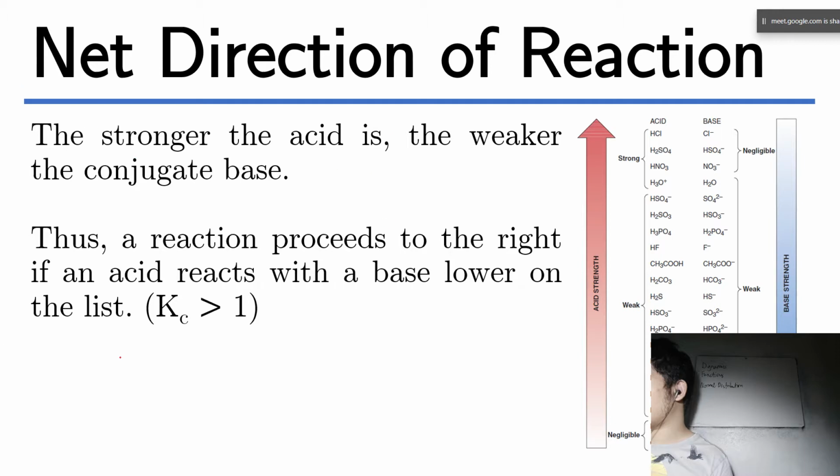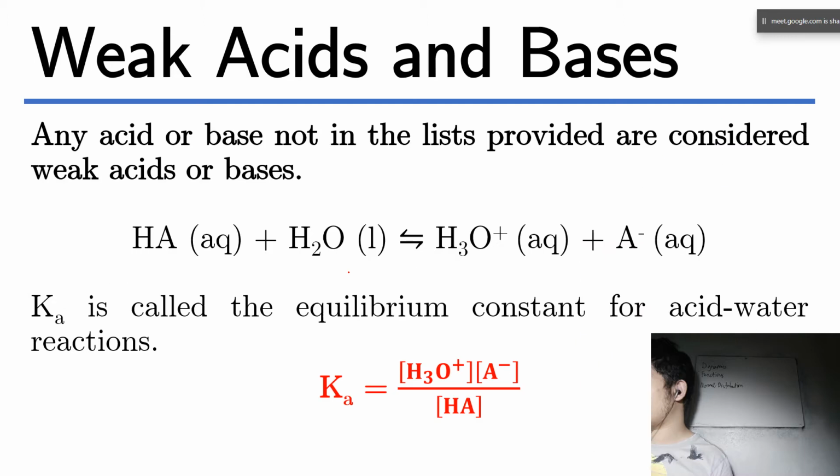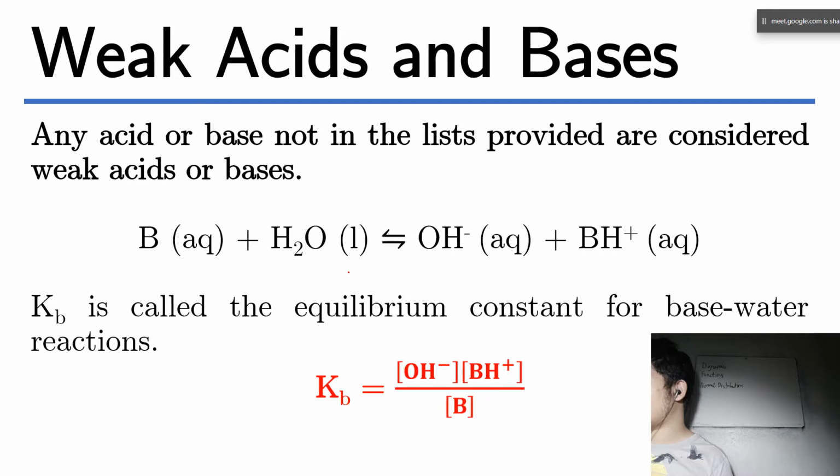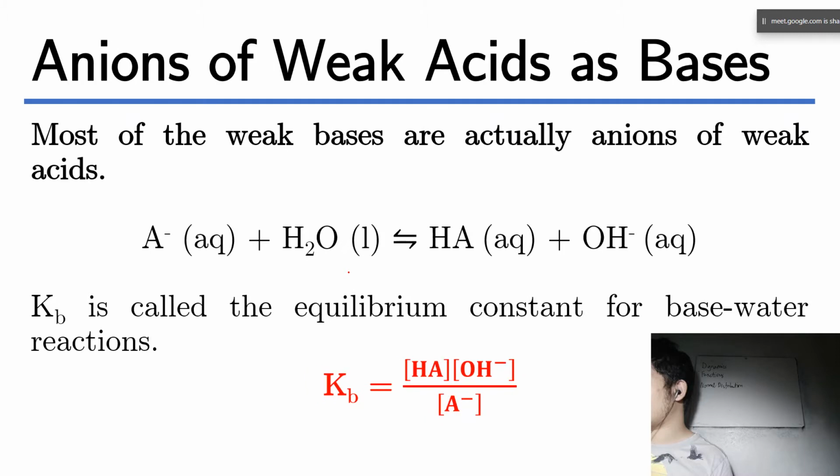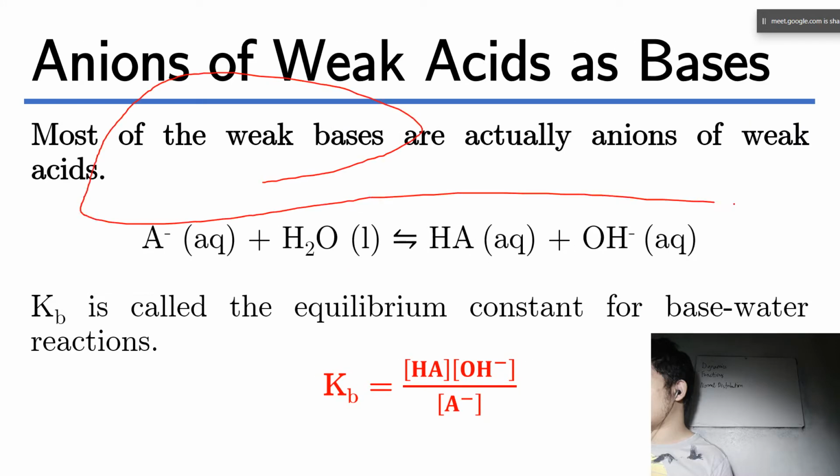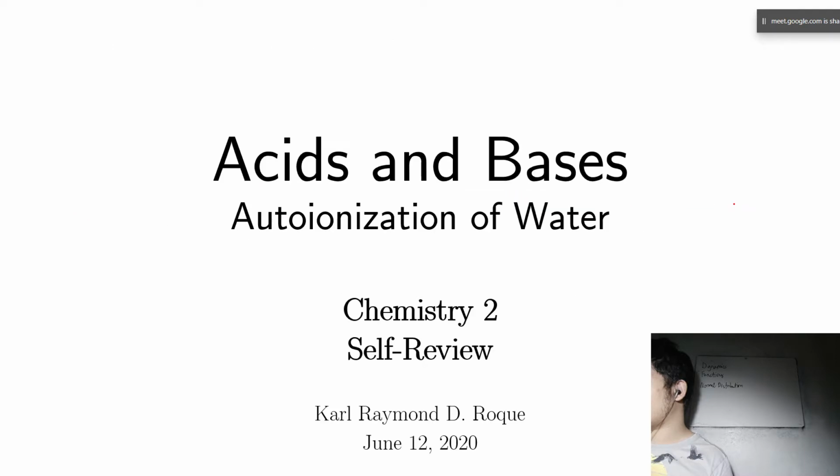So therefore, as long as yung acid natin reacts with a base lower on the list, Kc is greater than 1. For weak acids and bases, ito, we look at the Ka specifically. Kasi pag naman strong acid, super laki, no? And hindi siya naka-quantify kasi halos infinite. Okay, same din. Most of the time naman given na to, no? And remember that weak bases are actually anions of weak acids, no?